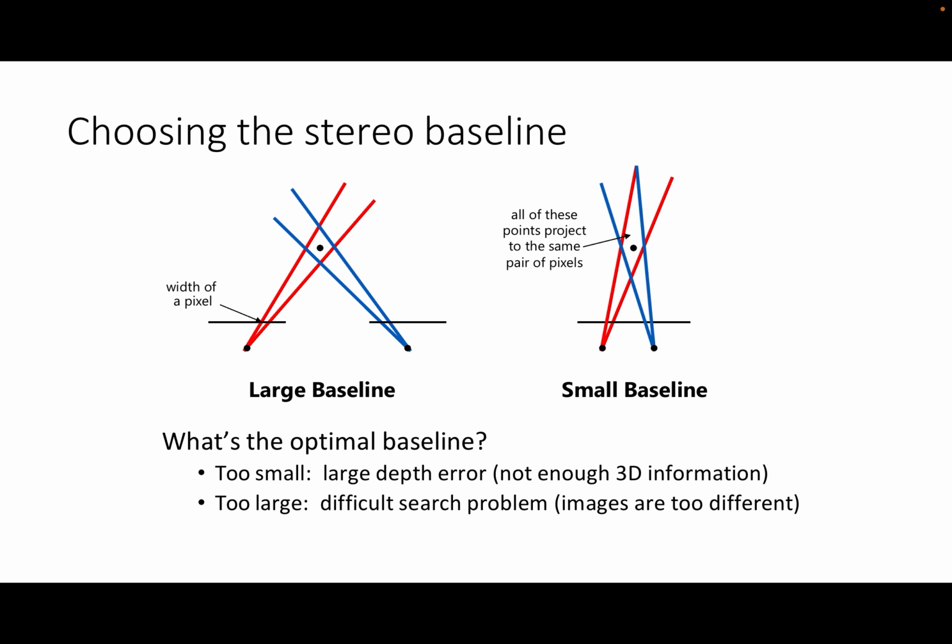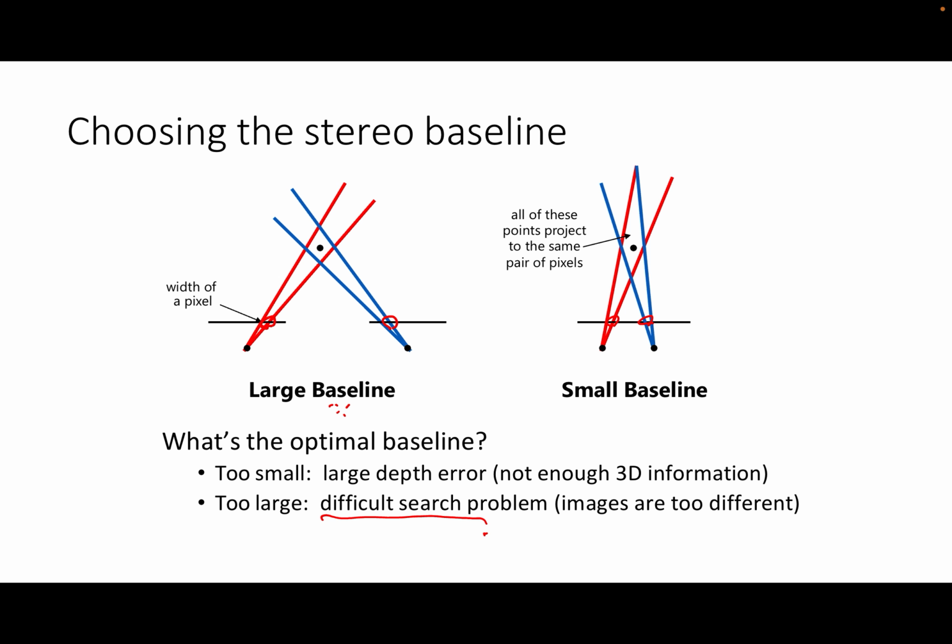Baseline. We need to be careful about the baseline when doing multi-view stereo. This is the width of a pixel, a single pixel. A large baseline means the cameras are far apart, the distance between cameras is long. A small baseline means the distance between cameras is short. In case of a large baseline, a large baseline gives enough 3D information.